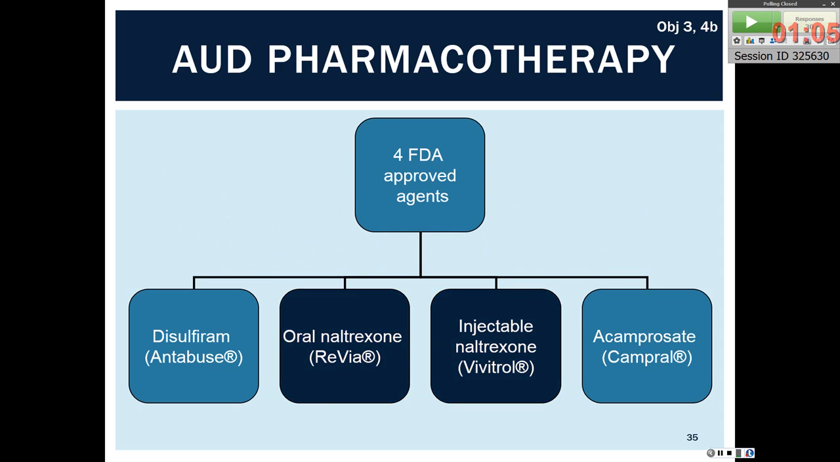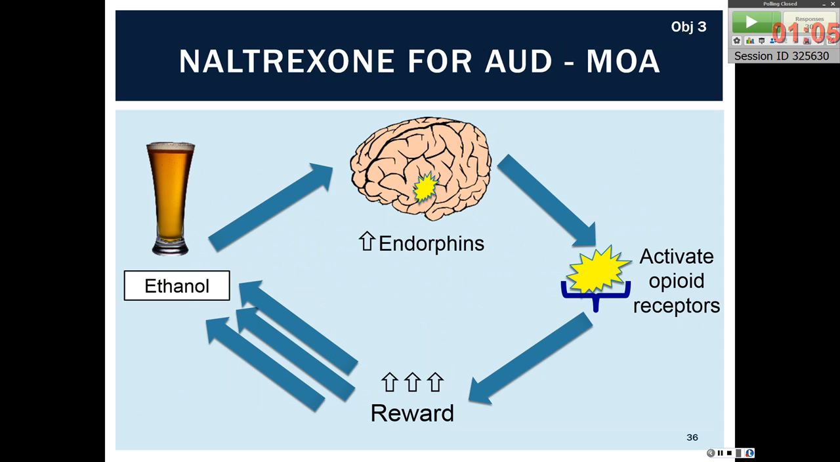So next we'll talk about naltrexone, which is in two forms: oral and intramuscular. The way naltrexone works: when we drink alcohol, it increases our body's endorphins. Endorphins are our body's natural opioids. So endorphins will bind to opioid receptors, and they activate them.